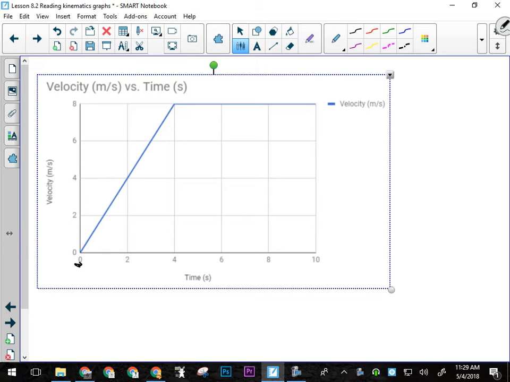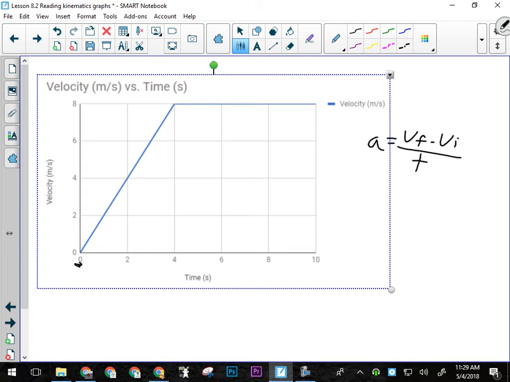So what is the object doing between time 0 and time 4 seconds? It's accelerating, right? It's increasing its velocity in a positive direction. Would I be able to calculate its rate of acceleration? Yes, okay? We learned that we can calculate acceleration with this formula. Final velocity minus initial velocity divided by time. The graph tells us all of those things.